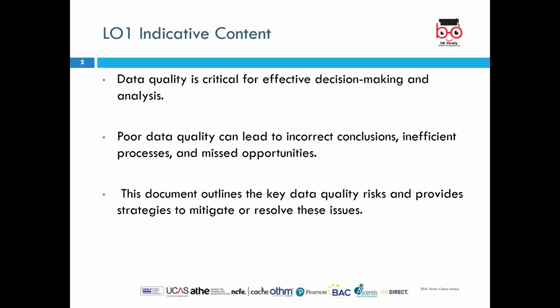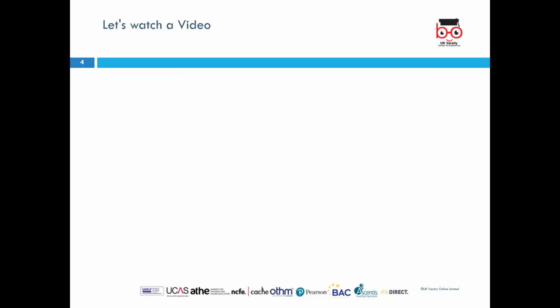What we're going to cover in our indicative content: we now know that everything is data-driven and data-centric, and poor data quality can lead to incorrect conclusions. So we need the ability to process reliable data that doesn't lead to any sort of error. Our documentation is going to outline the key data quality risks, and also provide strategies to mitigate and solve these types of issues.